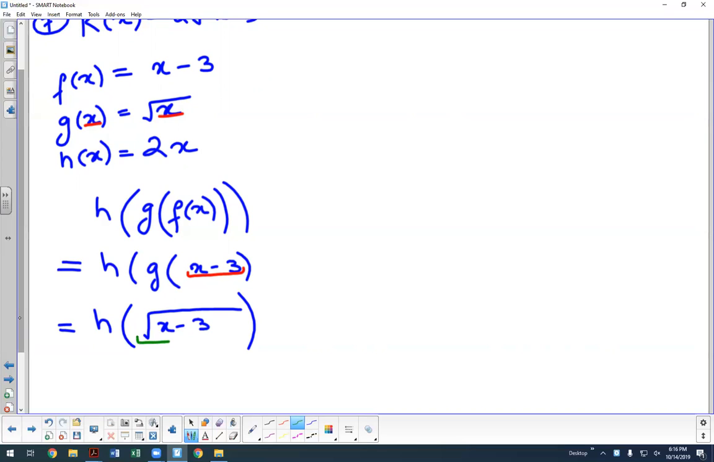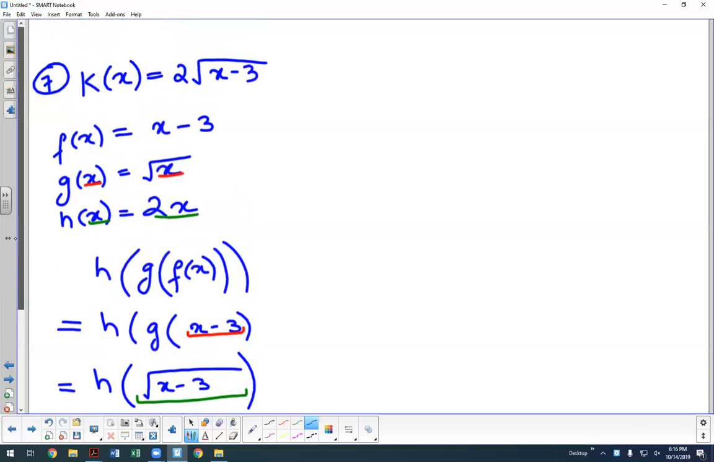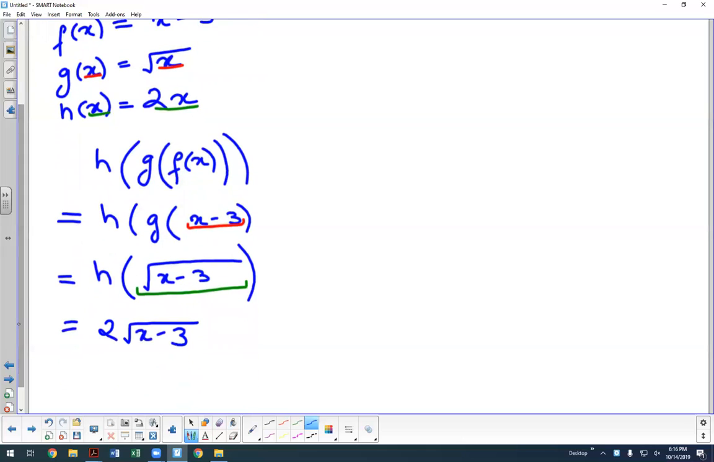Now this is the input for h, right? Which means all of this is going to replace the x. But everywhere you see an x in the h function is going to get replaced with this entire thing in the parentheses, which is square root of x minus 3. So that will end up giving us 2 times x, but instead of x, we're going to have square root of x minus 3. And if we are successful, we should be coming back to the capital K function. And we are. So this now equals capital K of x, which means we did our composition correctly.